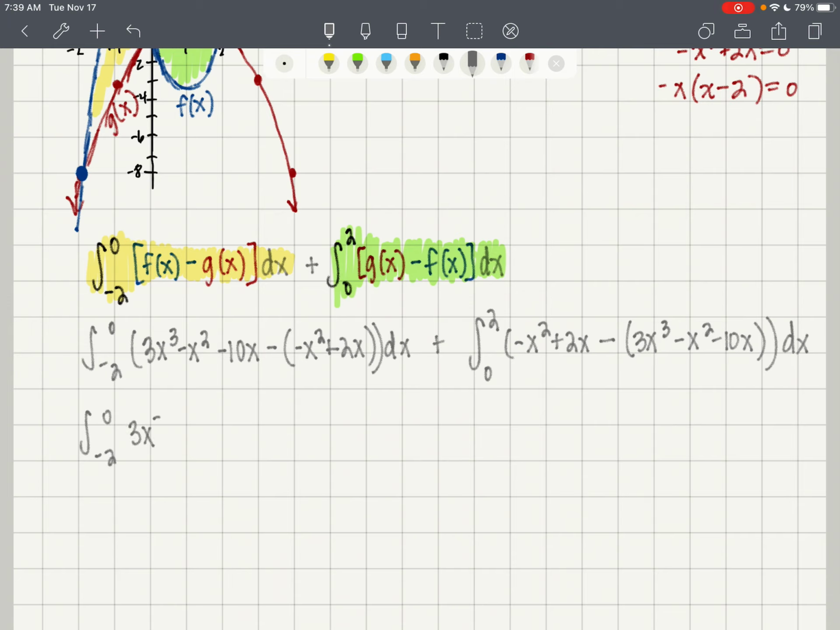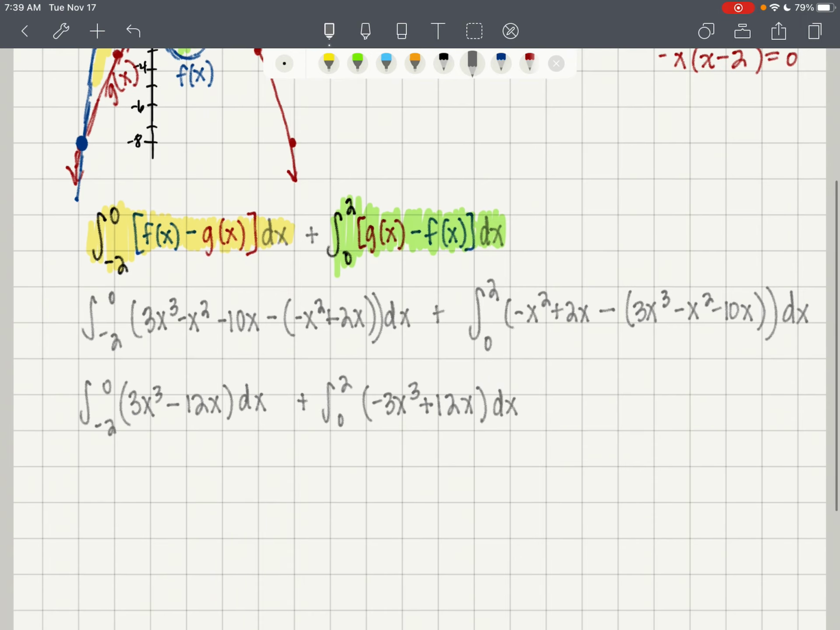So if we simplify, we're going to have 3x cubed, and then negative x squared plus x squared cancels out. Negative 10x minus 2x is negative 12x. Here we have the same thing but the opposite signs. So we're going to have negative 3x cubed plus 12x dx. And now we're ready to integrate.